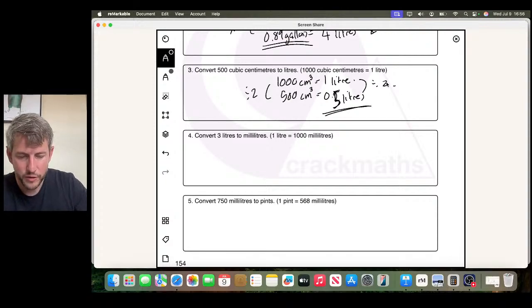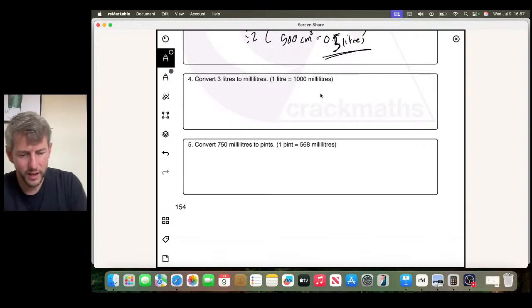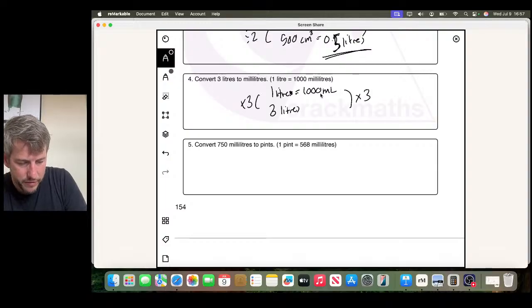Right, question 4. We have got convert 3 litres to millilitres. Okay, this one's nice and easy because we've been given the 1 litre. 1 litre equals 1,000 millilitres. So we want 3 litres. So that's obviously 3 lots of that. So we times this by 3 as well. So that'll be 3,000 ml.